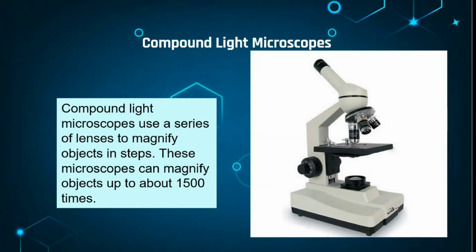Over the next 200 years, scientists greatly improved microscopes by grinding higher quality lenses and developing the compound light microscope. Compound light microscopes use a series of lenses to magnify objects in steps. These microscopes can magnify objects up to about 1,500 times.